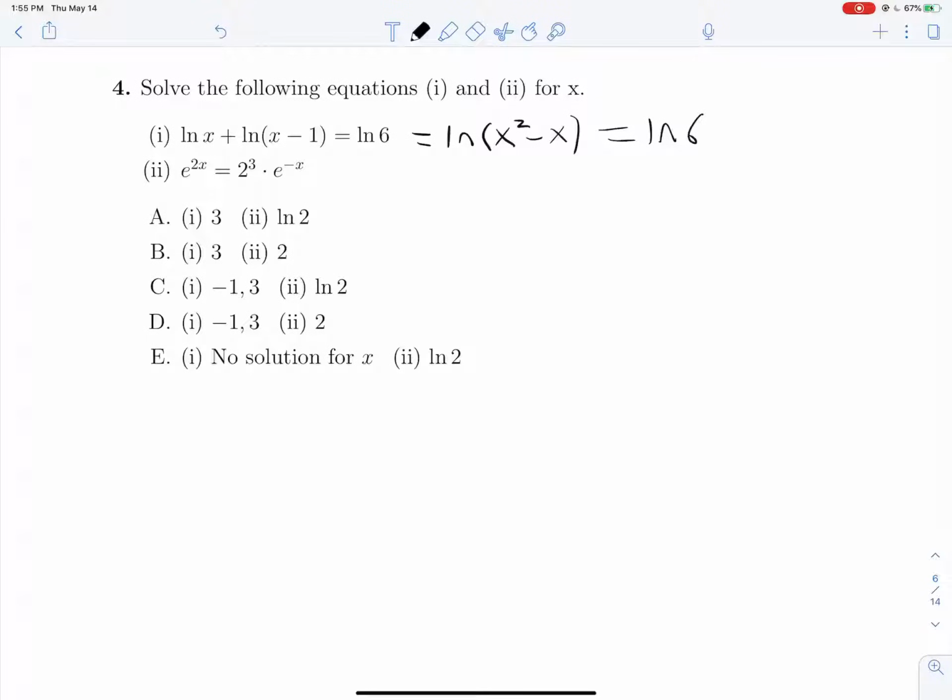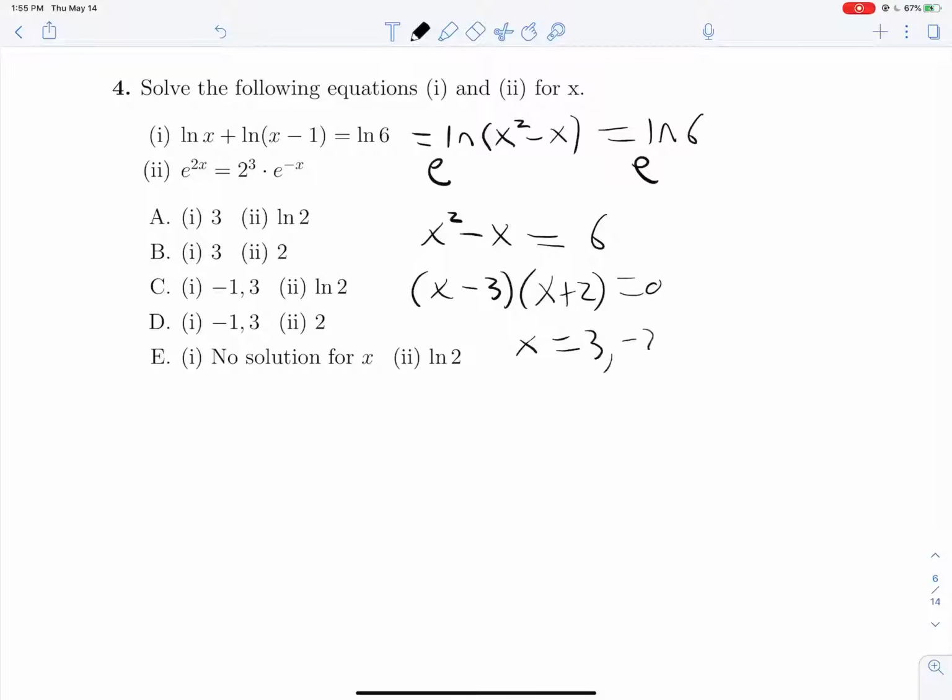Now we can take e raised to the power of both sides, and a lot of things will simplify out. We have x squared minus x is equal to 6. Now we can factor this as x minus 3, x plus 2 is equal to 0. This gives us roots of x equal to 3 and negative 2. But there's an issue here. None of our answers include both of these guys. We see answers that include 3 but not negative 2.